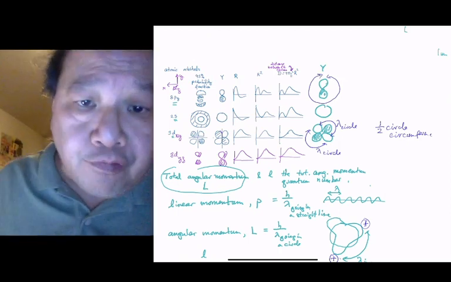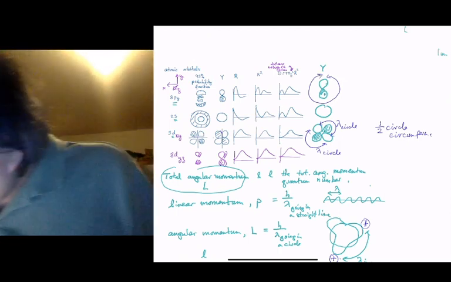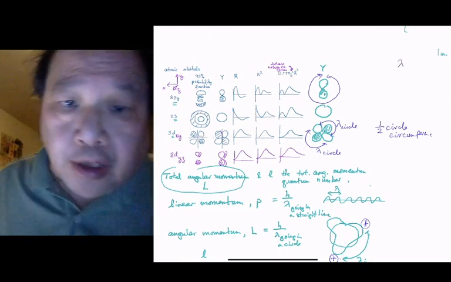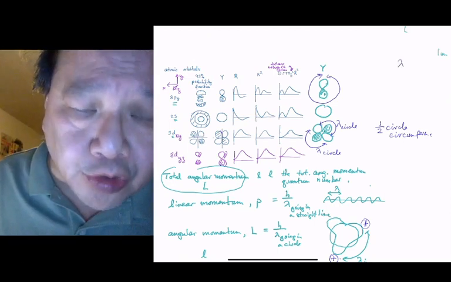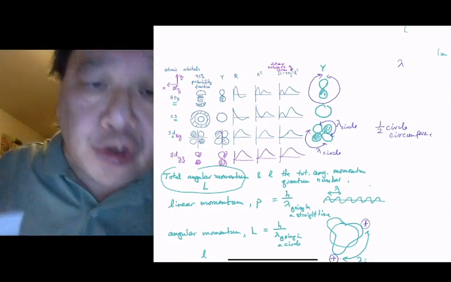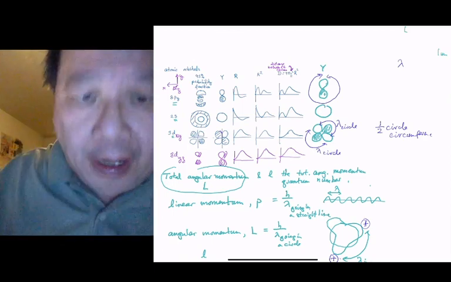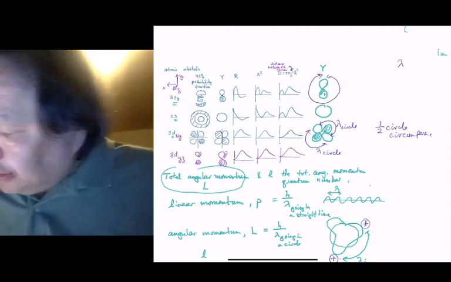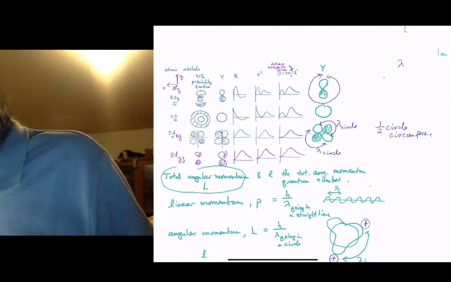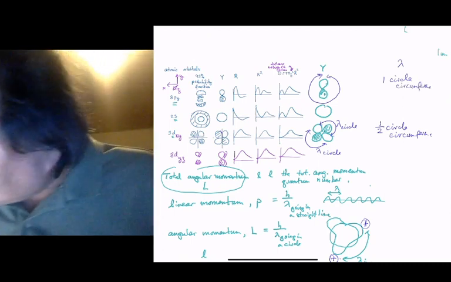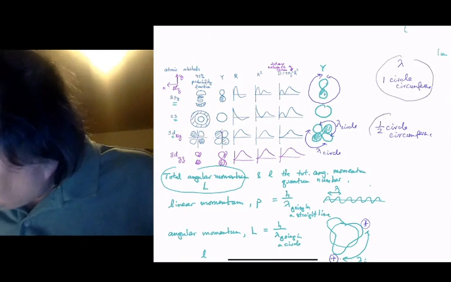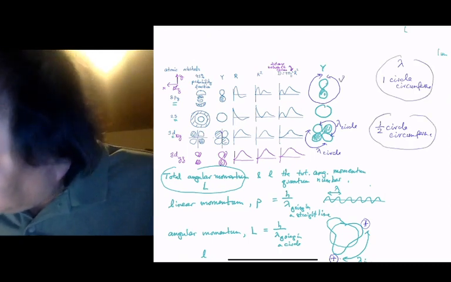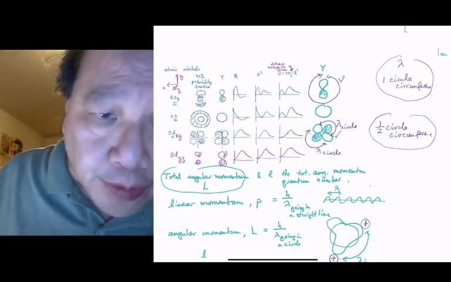Put in chat for the p orbital: what is the length of lambda in terms of the circle circumference? How many circle circumferences does it take to come all the way back from positive to positive? Put it in chat. And the answer is it takes 1 circle circumference. So these pictures, the 1 circle circumference, the lambda's 1/2 circle circumference, come from understanding the shapes of the orbitals.